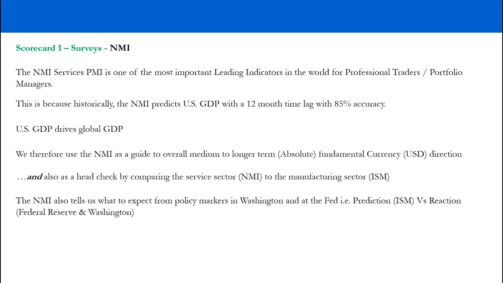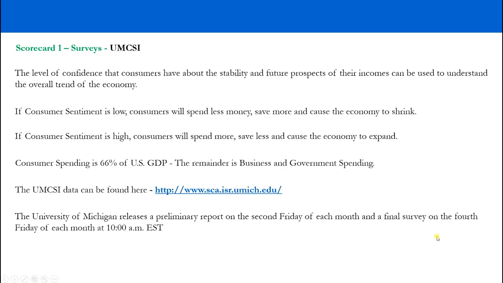And now what we're going to do, because we look at the ISM and NMI together, is we're going to go over to the spreadsheet and look at exactly how we attach scores to these situations in our two surveys, the ISM and the NMI. So let's go over to the spreadsheet.